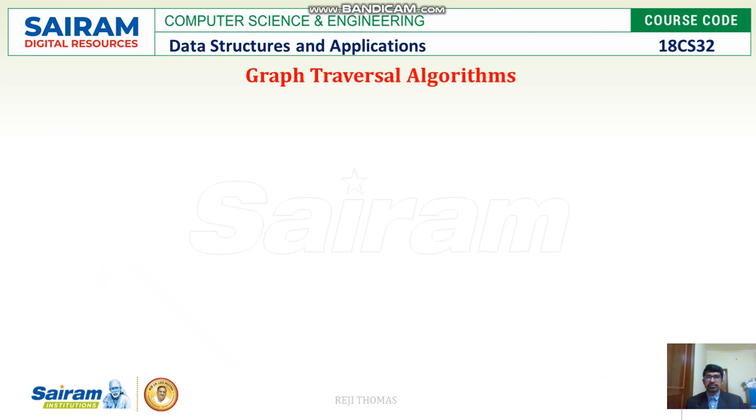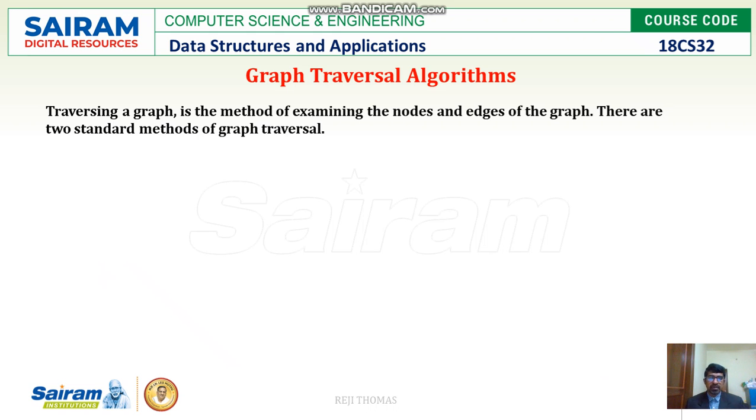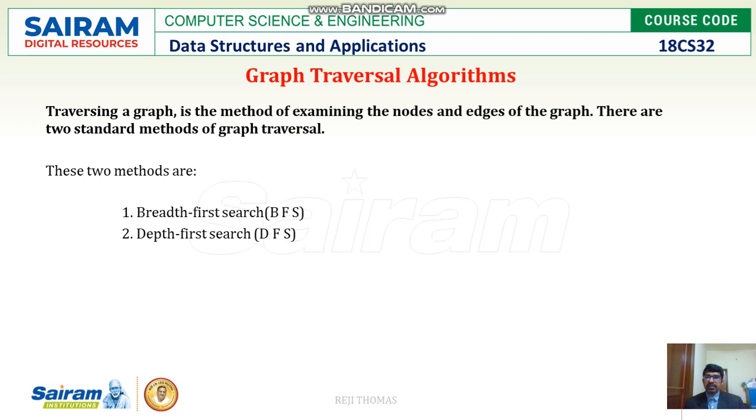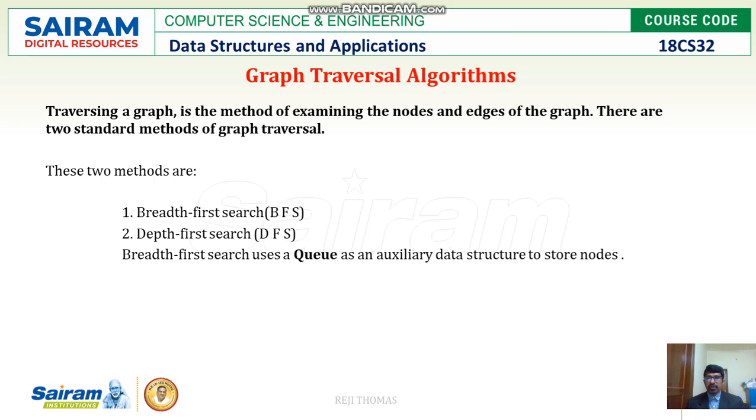So normally we use two different traversal algorithms. One we call the breadth first search or BFS, and the second one is DFS, which is depth first search. The basic difference is BFS uses a queue as an auxiliary data structure, whereas DFS uses a stack. Apart from this, there are a few more differences, but in terms of the data structures, the first one uses a queue and the second one uses a stack.